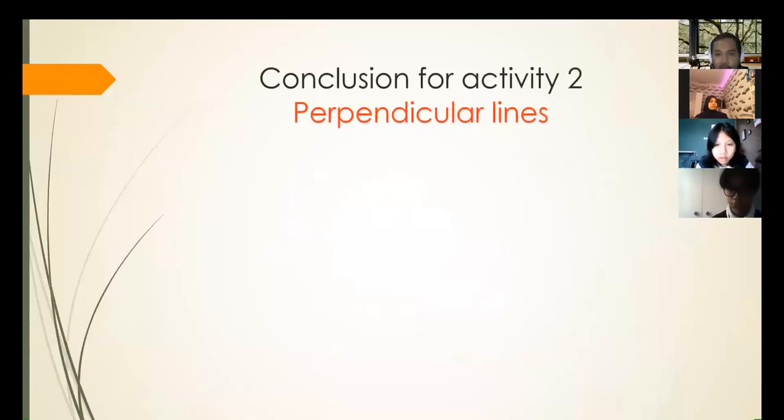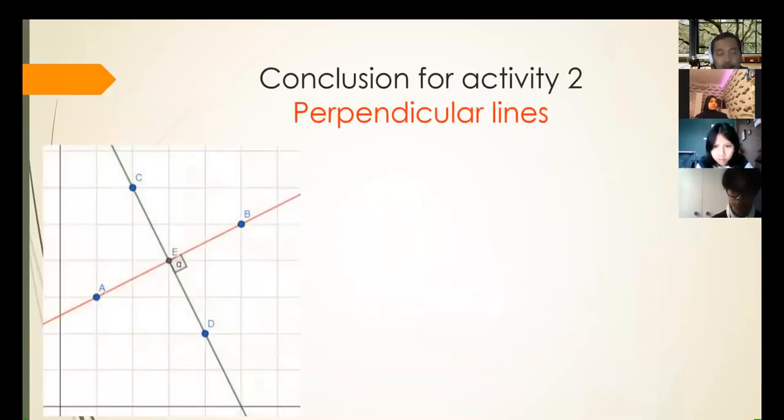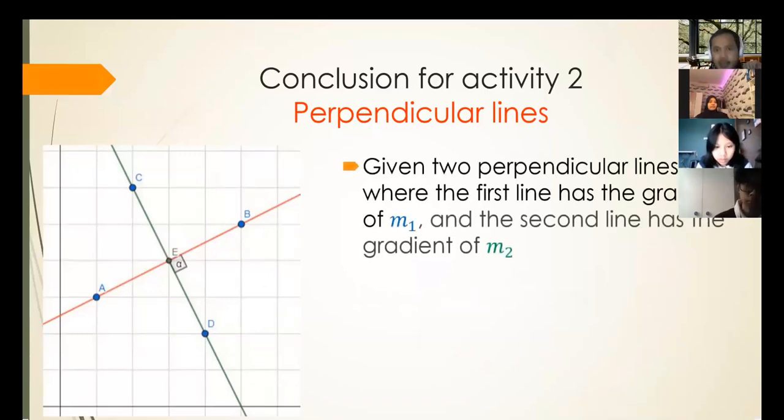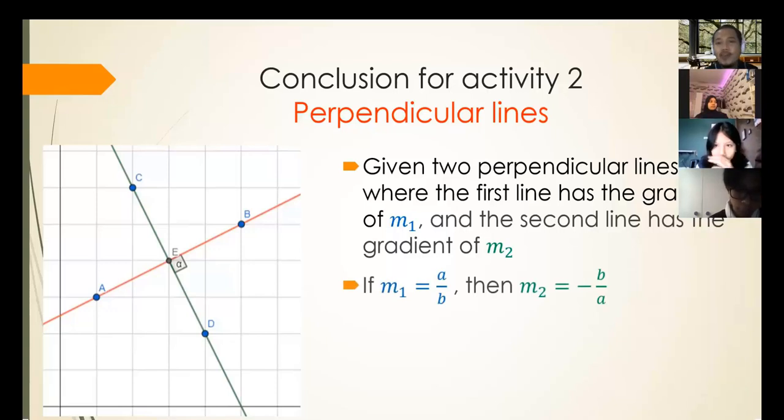And the second one is for perpendicular lines. Perpendicular means that a 90-degree angle is formed by the two lines. Given two perpendicular lines, where the first line has a gradient of M1 and the second line has a gradient of M2, if M1 is A over B, then M2 is minus B over A. Just be very careful with the minus sign, guys. If they're perpendicular, one is going to be negative and one is going to be positive. So just swap the numerator and the denominator, that's all.